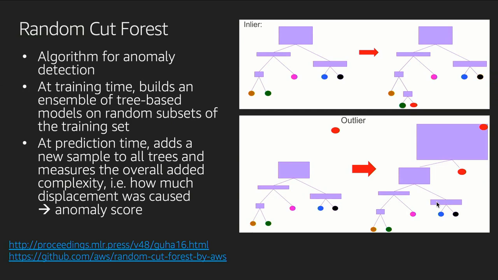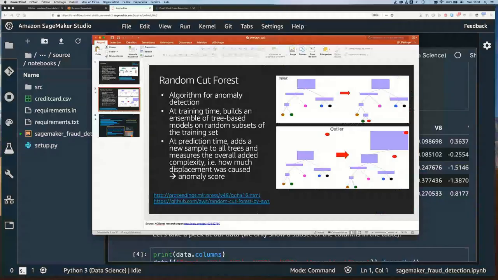Again, if you want to understand the math, get some caffeine in your system and read the research paper. And if you want to read code, there's actually an open source implementation by AWS, which is nicely called Random Cut Forest by AWS. And you can go and find that on GitHub. Okay. All right. That's it for the algos.